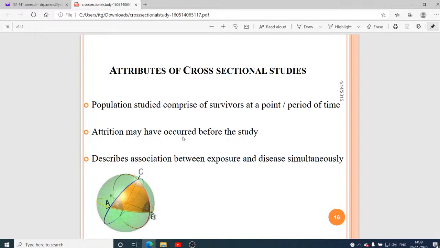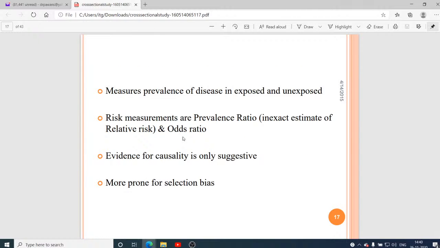Attributes of cross-sectional studies are: the population studied comprises survivors at a point or period of time, and attrition may have occurred before the study. It describes the association between exposure and disease simultaneously. It measures prevalence of disease in exposed and unexposed, with risk measurements such as prevalence ratios and odds ratios, and evidence of causality is only suggested. It is more prone to selection bias.